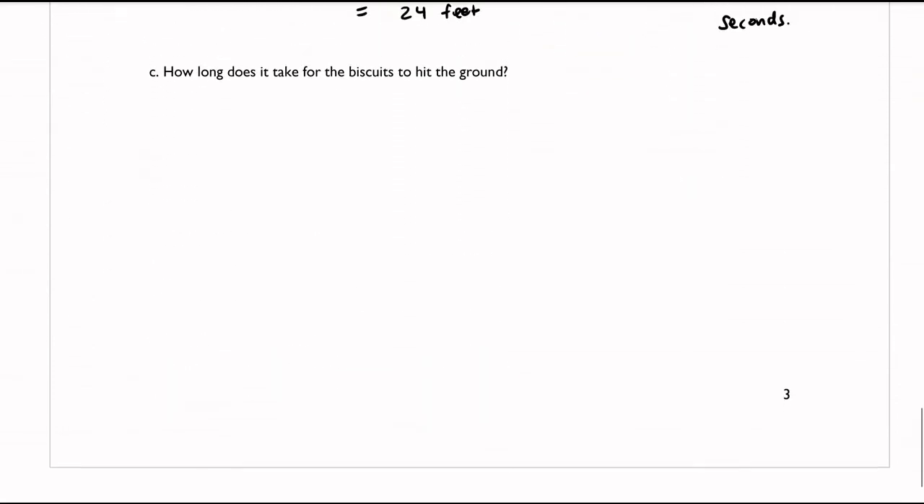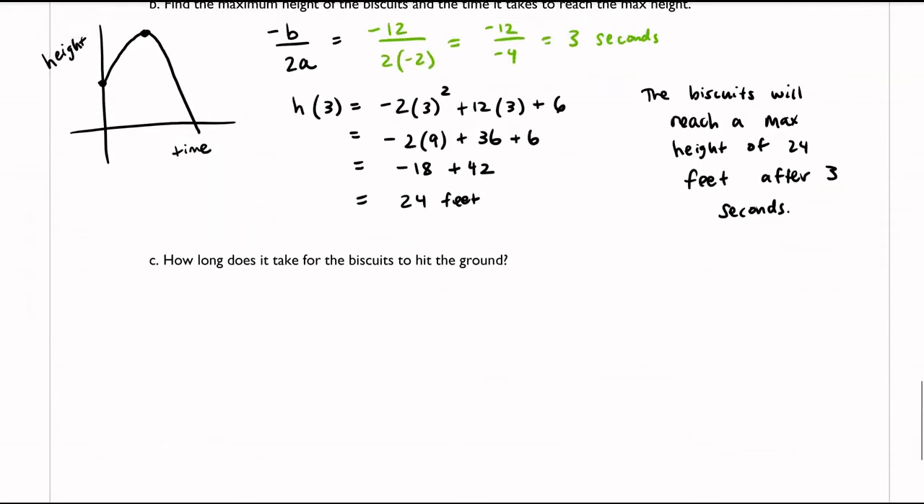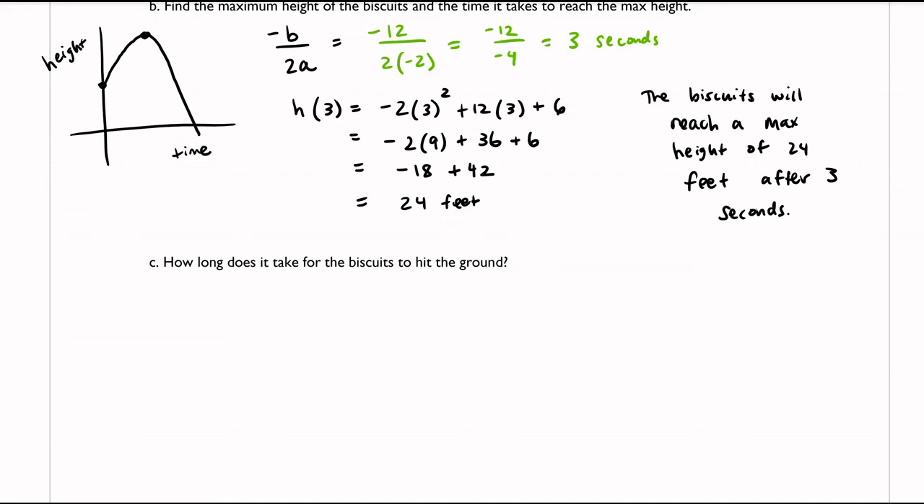And part C says, how long does it take for the biscuits to hit the ground? So if we go back to this picture here, for part C, we would essentially want to be solving for the x-intercept or the root, and that will tell us how long it takes to hit the ground. And we want to use the quadratic formula. So let's remind ourselves of the quadratic formula. Negative b plus or minus the square root of b squared minus 4ac all over 2a.